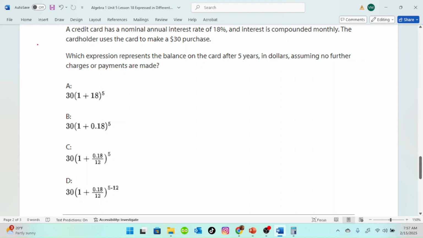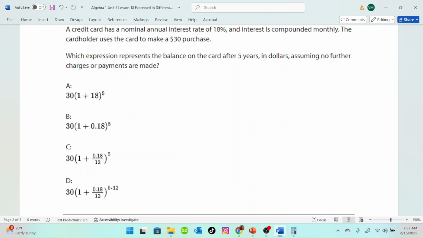Our next practice problem says a credit card has a nominal annual interest rate of 18%, and interest is compounded monthly. The card holder uses the card to make a $30 purchase. Which expression represents the balance on the card after 5 years in dollars assuming no further charges or payments are made.